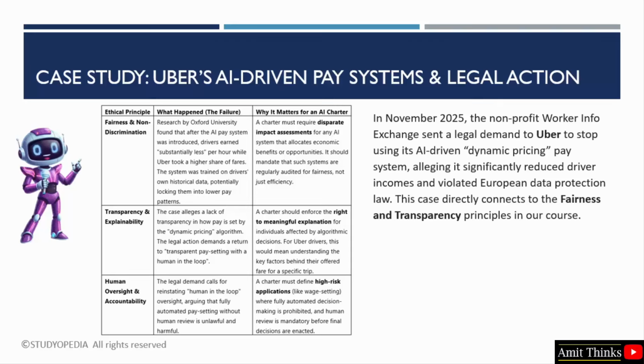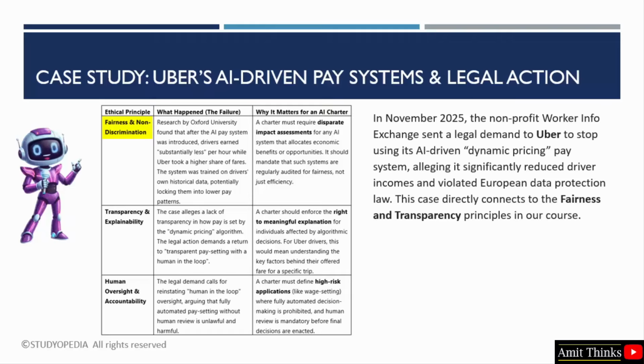Let us see the ethical principles involved. First one being fairness and non-discrimination. Let's see what happened. Oxford research showed drivers earned much less per hour after Uber's AI pay system launched, while Uber's share increased. The algorithm used drivers' past data, possibly locking them into lower earnings. Why it matters for an AI charter? Charters must require impact assessments for AI systems that distribute pay or benefits. Regular fairness audits, not just efficiency checks, should be mandatory.